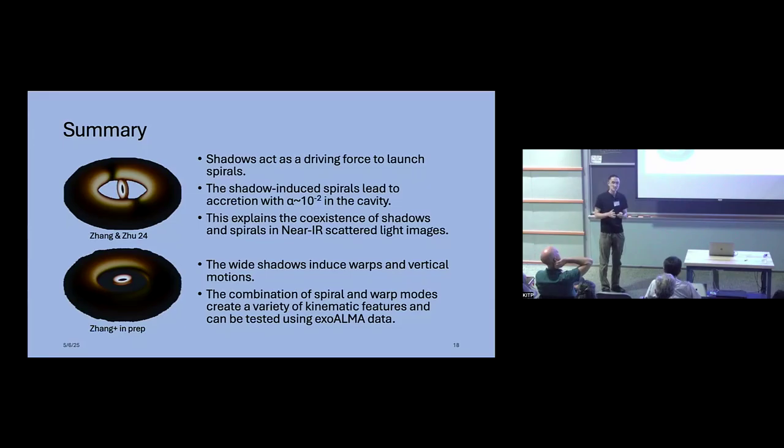In reality, if you are not in this very small misalignment nor very perpendicular configuration, it is a combination of this spiral and warp modes acting together. And this would strongly shape the kinematics of protoplanetary disks. And we have a lot of observations right now to compare with our theory. So we have a lot of hope in this direction. Thank you for your attention.